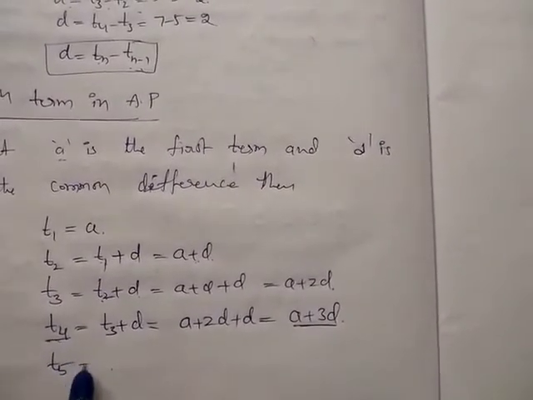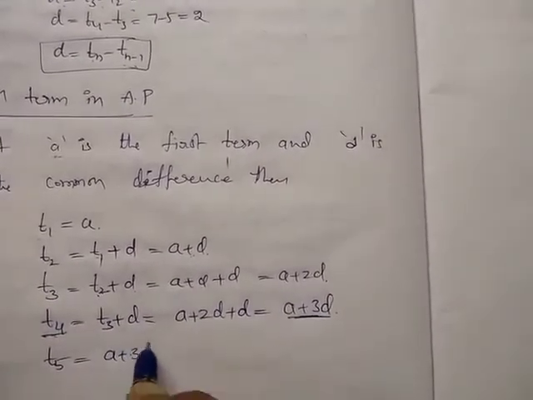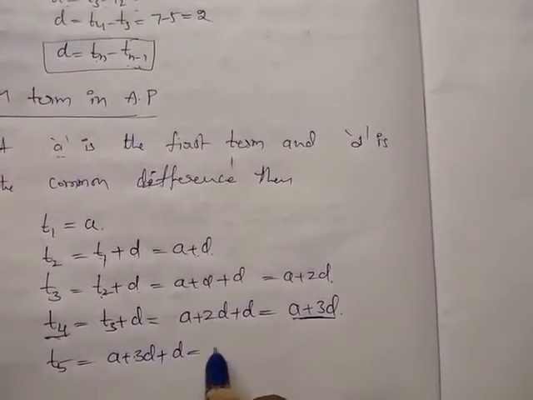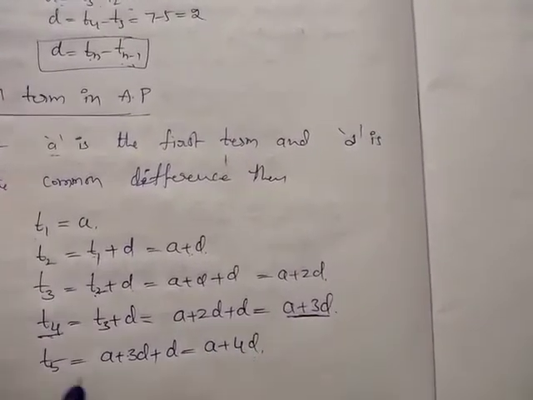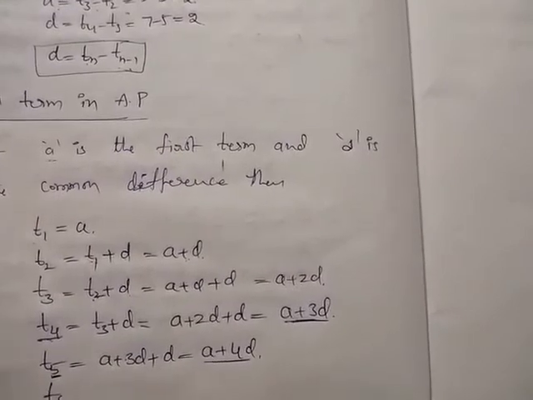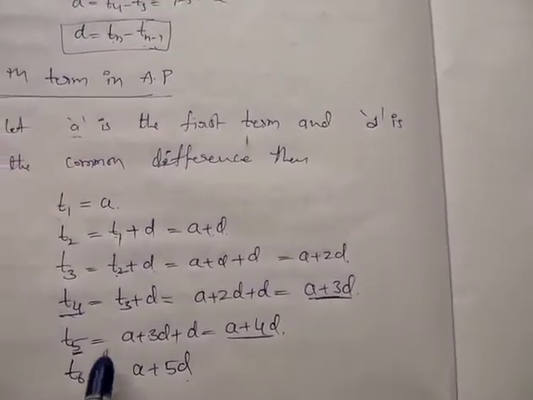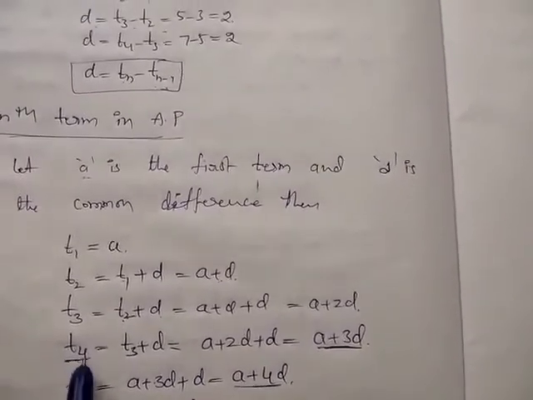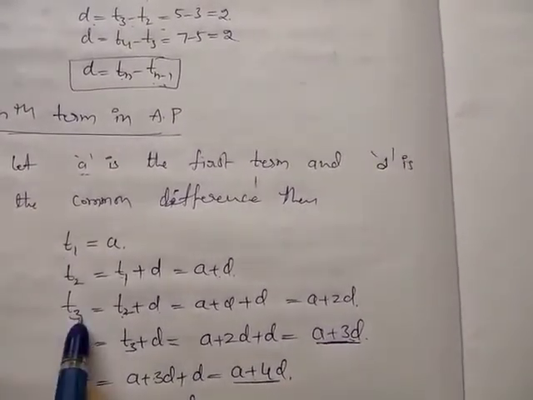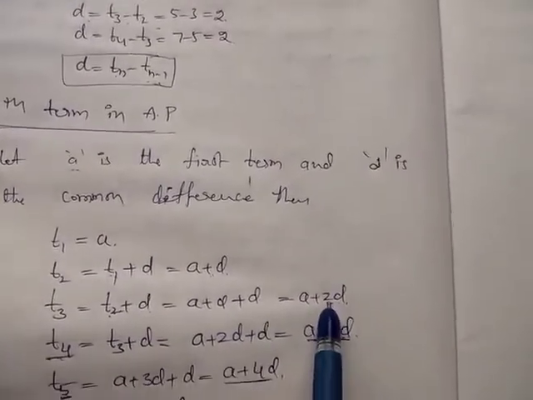So how do we get the fifth term? Fourth term plus the common difference: a plus 3d plus d, so it becomes a plus 4d. So the fifth term is a plus 4d, the sixth term is a plus 5d. The fifth term is a plus 4d, the fourth term is a plus 3d, the third term is a plus 2d. So the coefficient of d is reduced by 1.